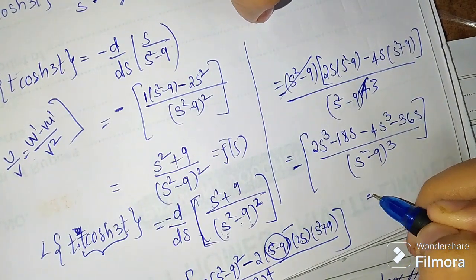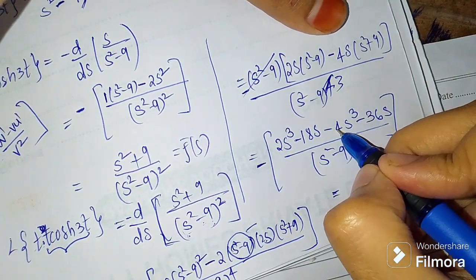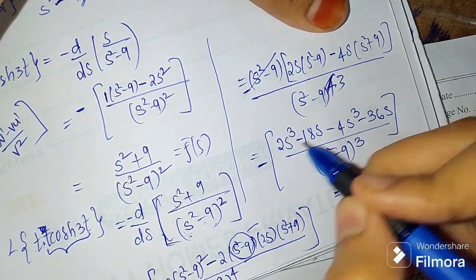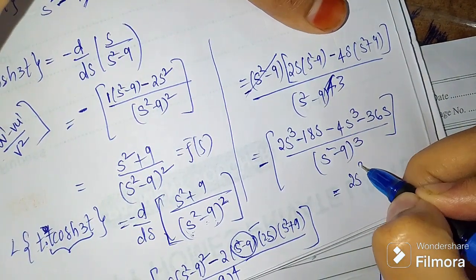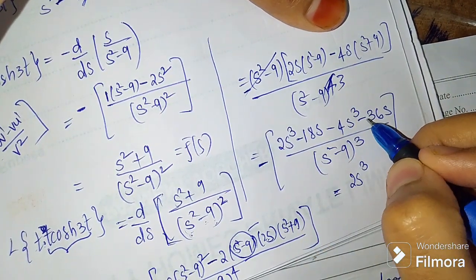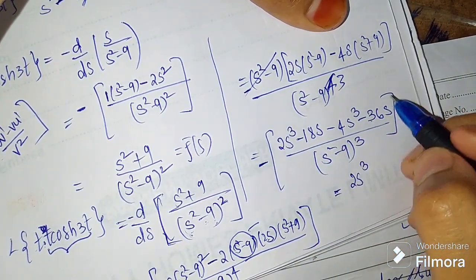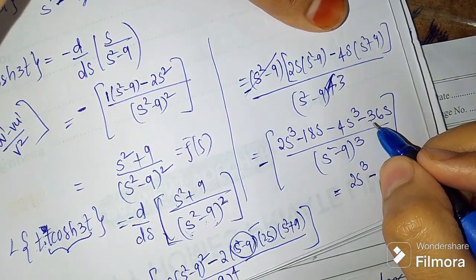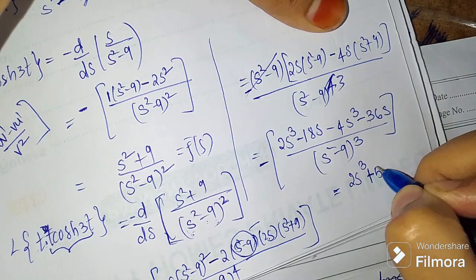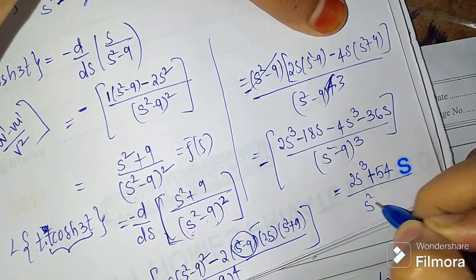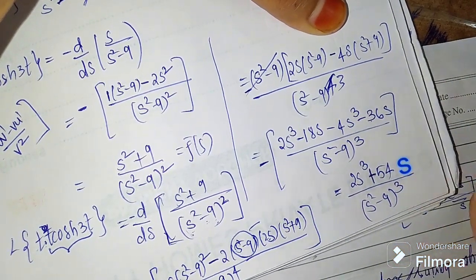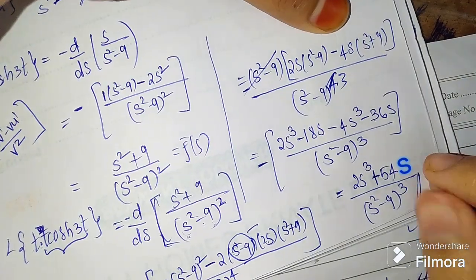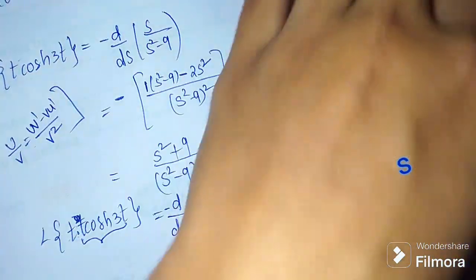So final answer will be minus 4s cube plus 2s cube, minus minus plus 36 plus 18, 54. Minus minus, you'll get plus. So this is your final answer. This is very correct. I checked in many channels and many websites.